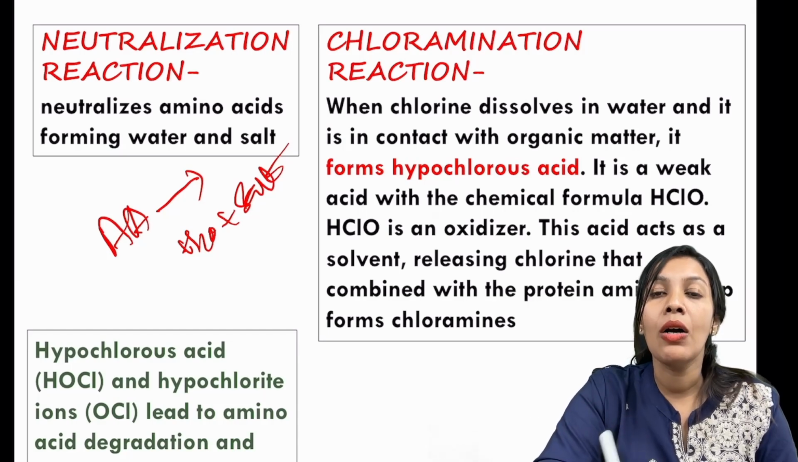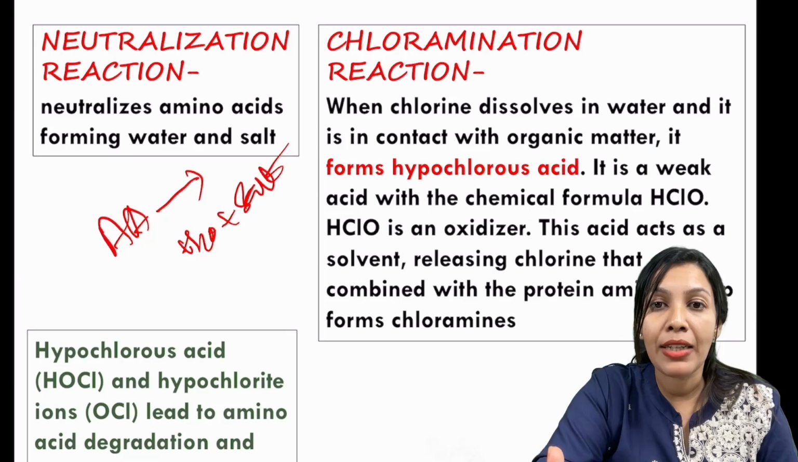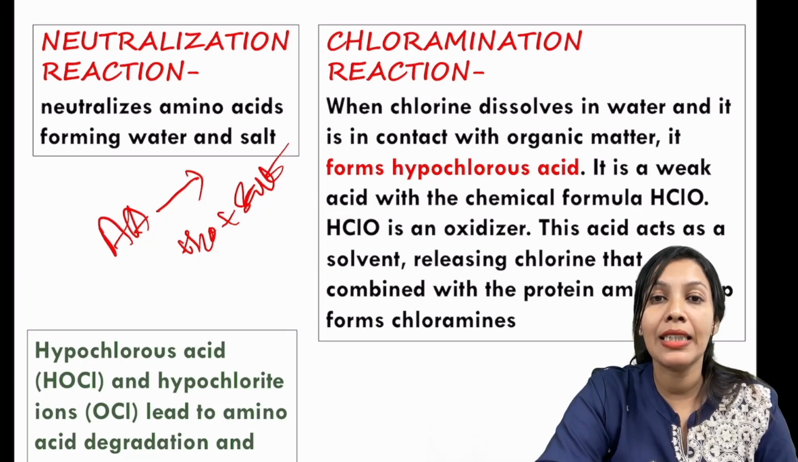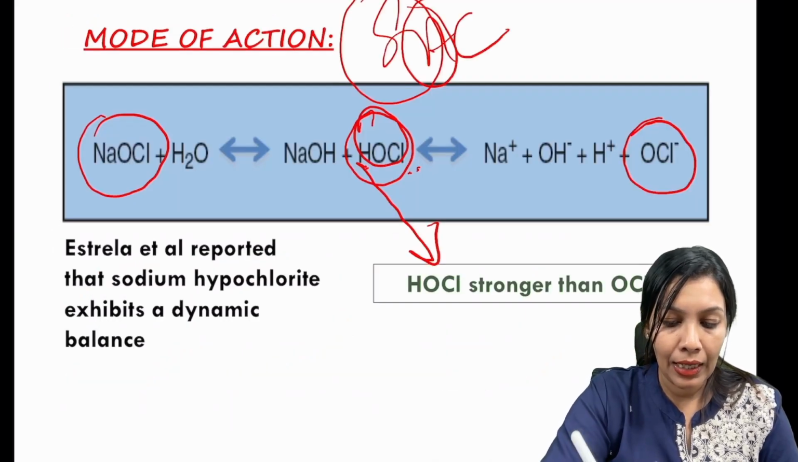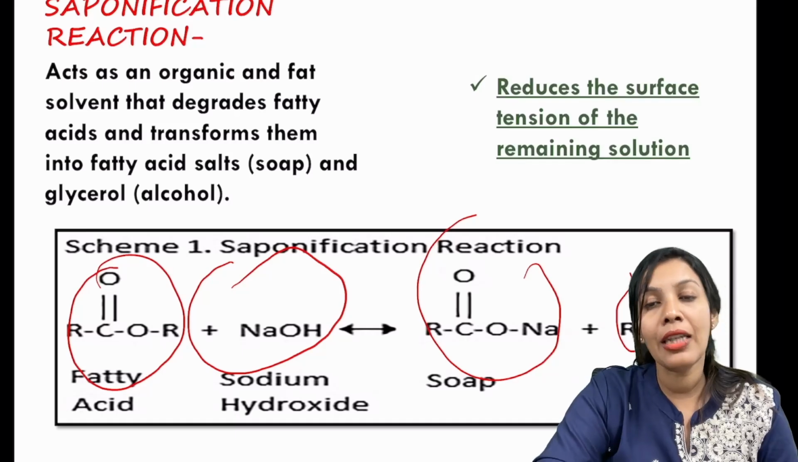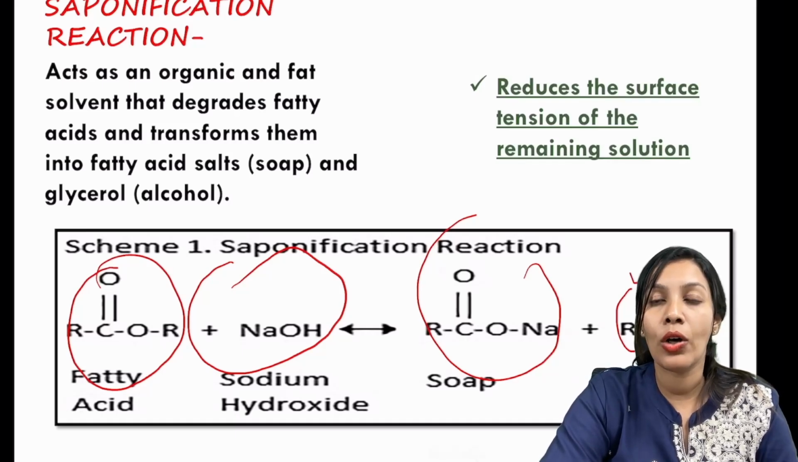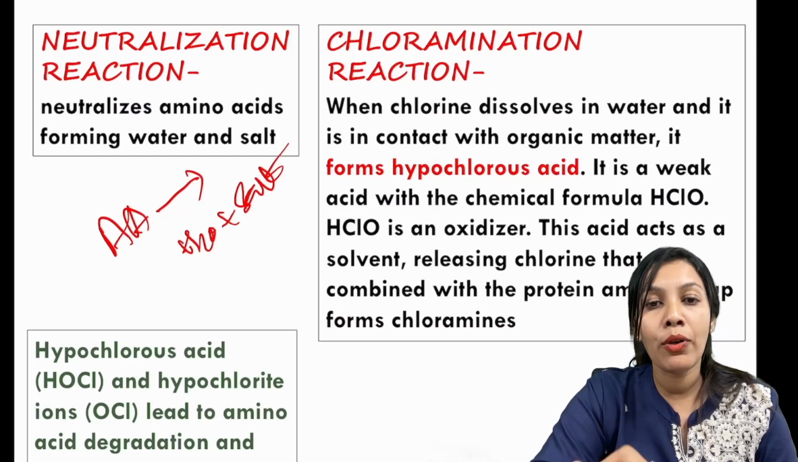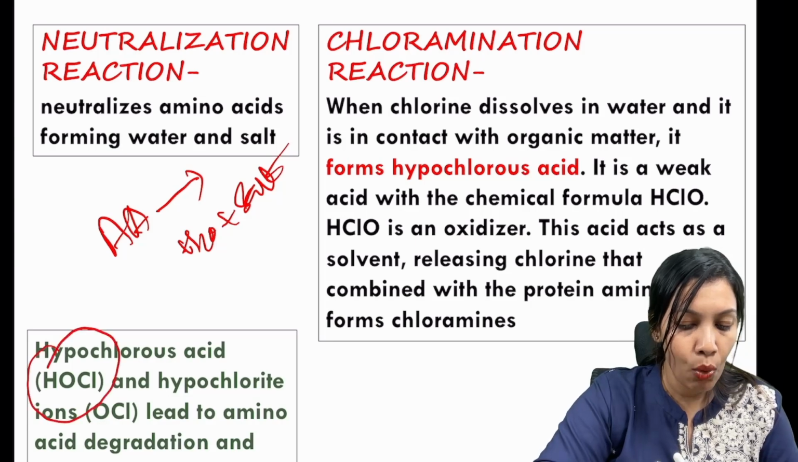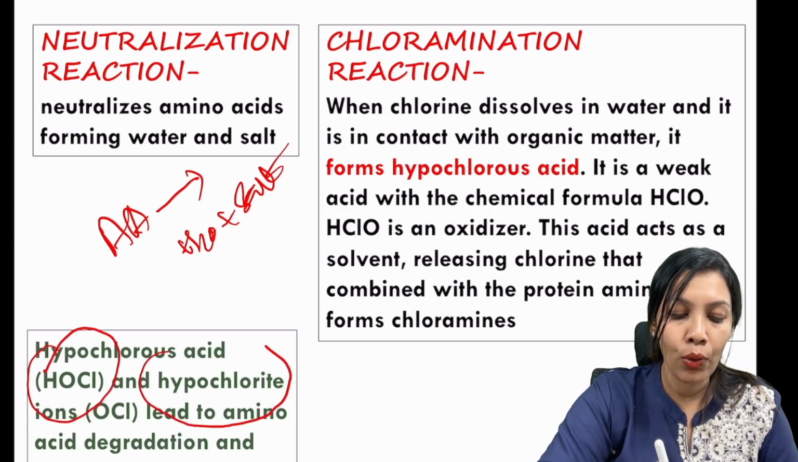In the chloramination reaction, when chlorine gets dissolved in water, it comes in contact with organic matter to form hypochlorous acid. That is what we studied earlier, this hypochlorous acid, HOCl. It further acts on the organic substance and causes the reaction to take place. So hypochlorous acid, HOCl, is stronger when compared to the hypochlorite ion.